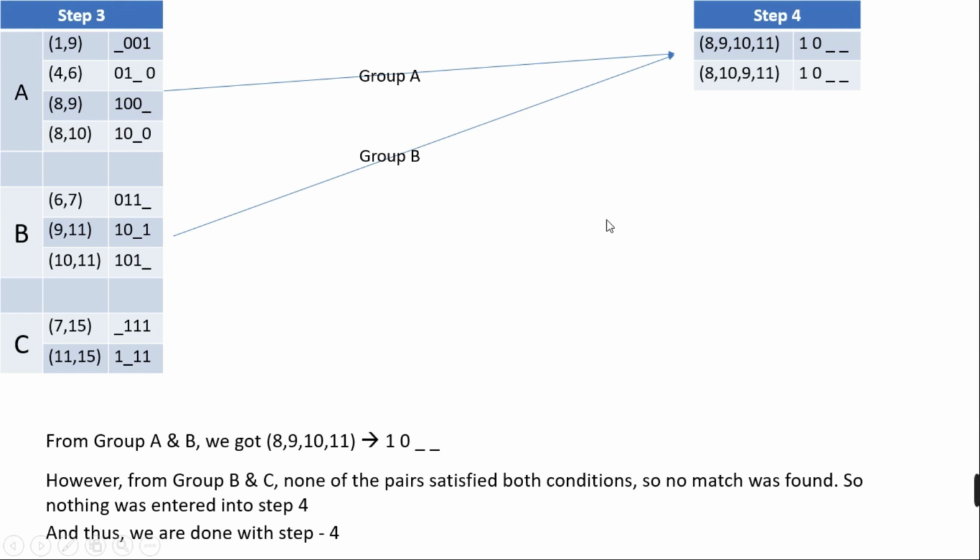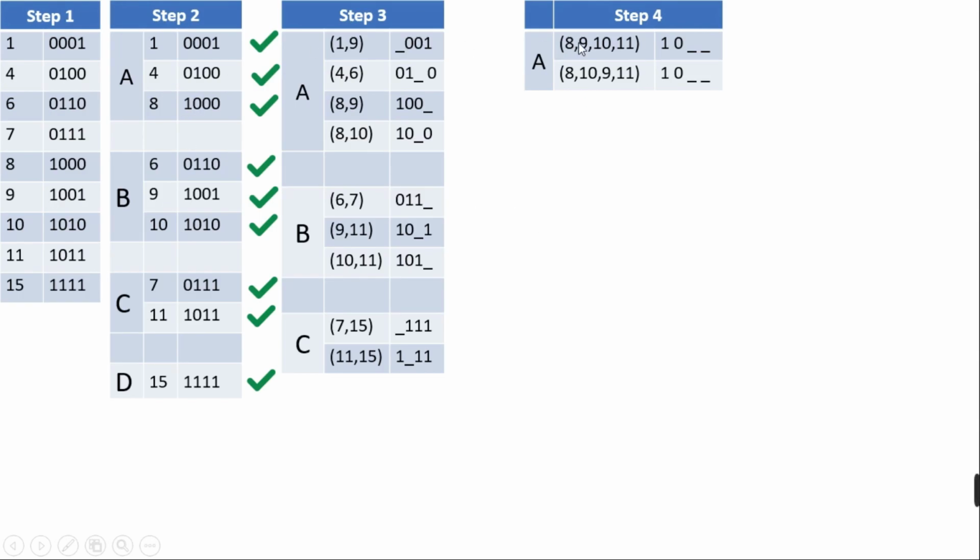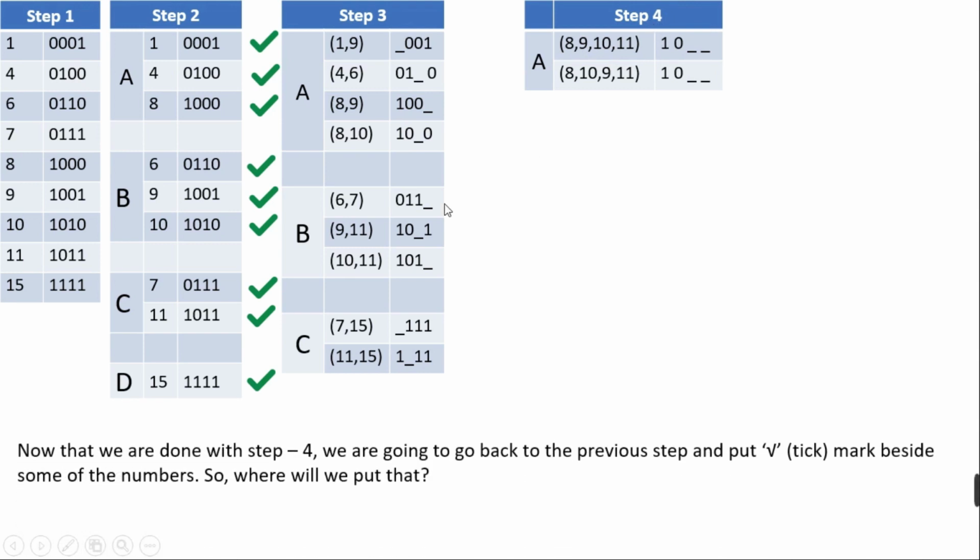Okay, so let's move on to our next step. This is what our math looks like right now. If you remember, we put some tick marks beside step 2 when we were done with step 3. Now that we're done with step 4, what should we do? We should definitely put some tick marks beside some of the numbers of step 3. So how are we going to put those tick marks, and where will we put them? Let's check.